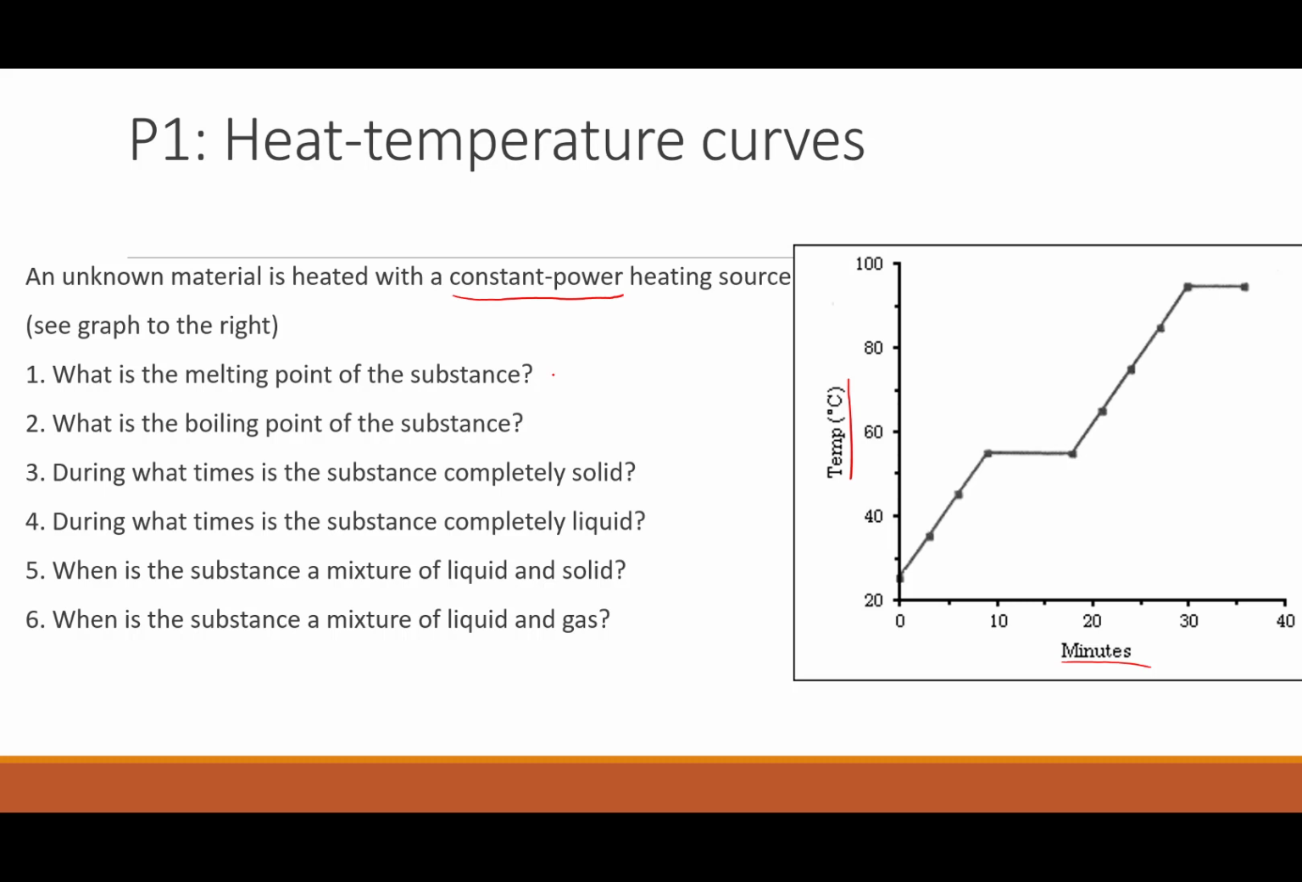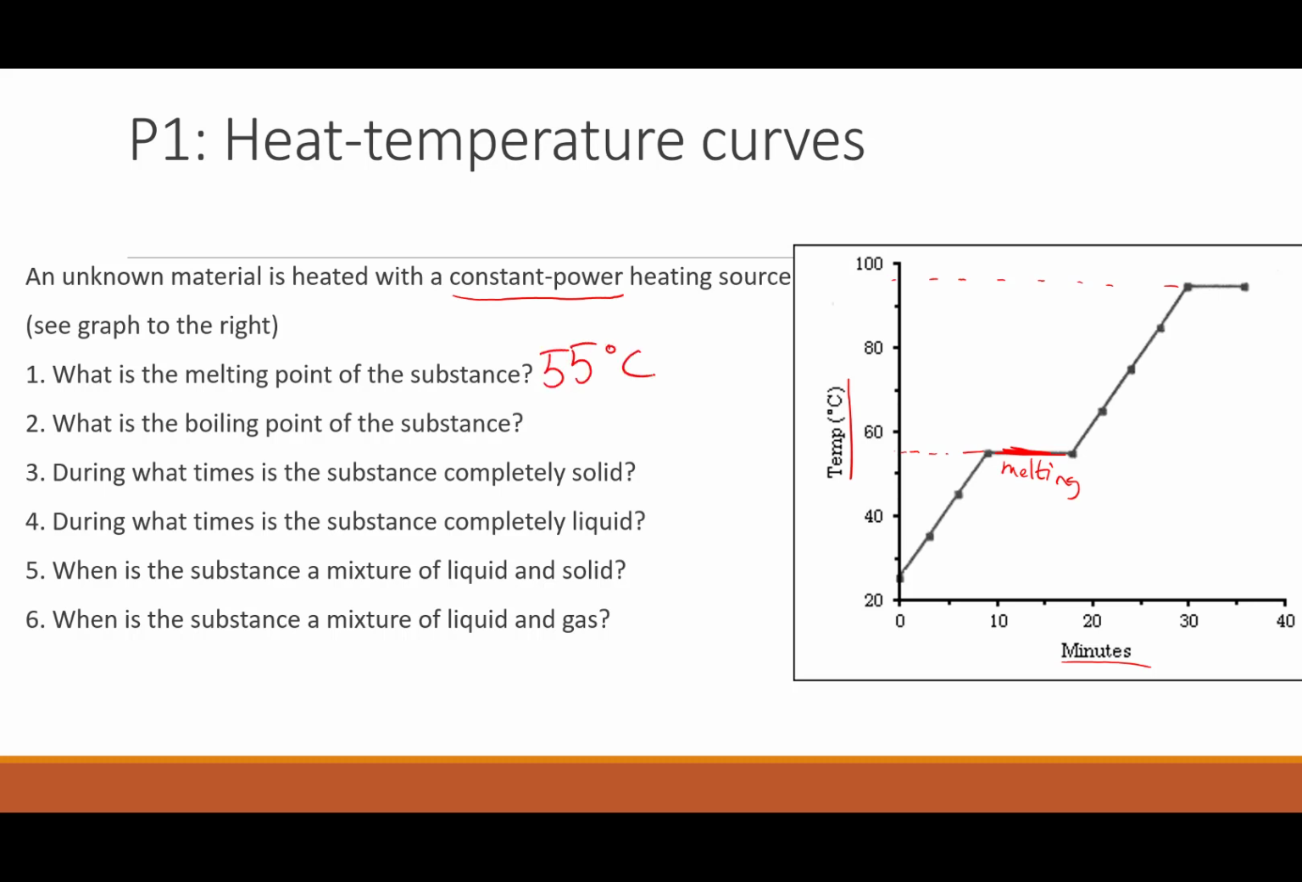The melting point is the temperature at which the object changes phase between solid and liquid. Well, we know that that occurs at a constant temperature. So it's going to be the point where we're adding heat, but our temperature is not changing. It's going to be either this point right here or this point up here. However, we know that the melting temperature is below the boiling temperature. So this plateau right here has to be melting. And that occurs at 55 degrees.